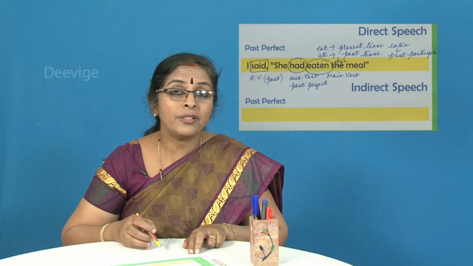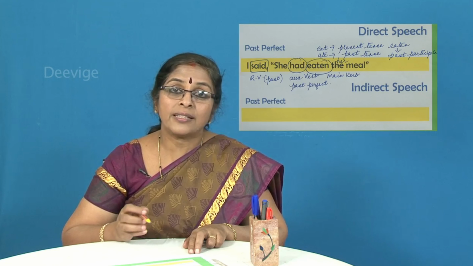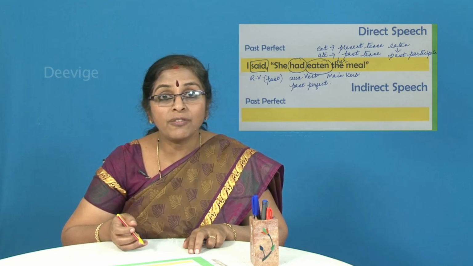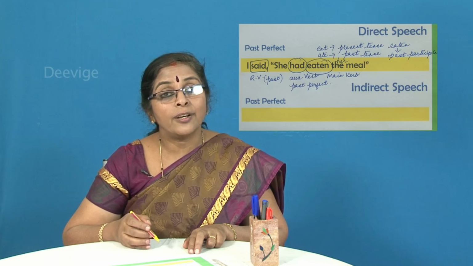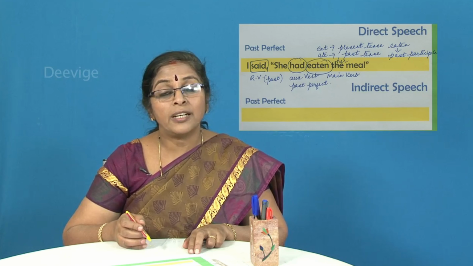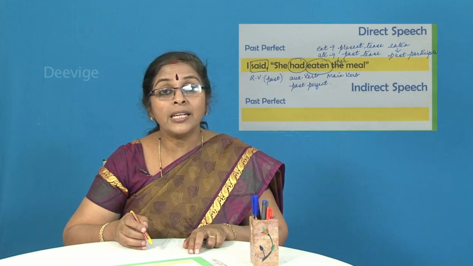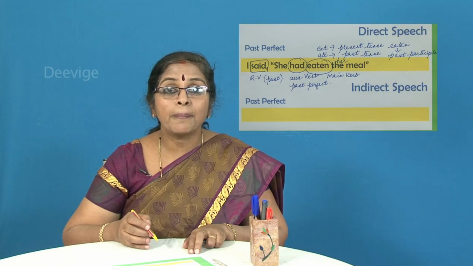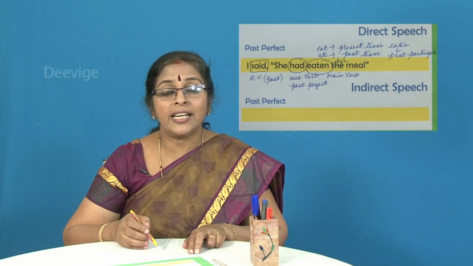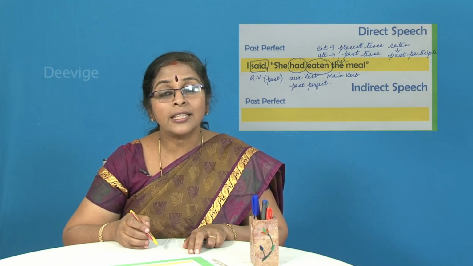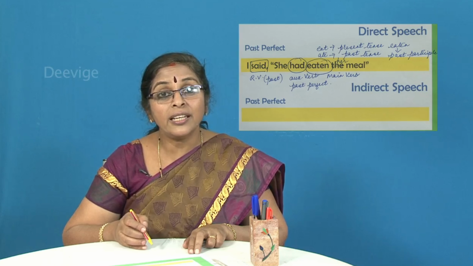I don't know if you remember, students, I told you that apart from having one classification of verbs, that is auxiliary verbs and main verbs, there's one more classification of verbs, and that is regular verbs and irregular verbs. What is a regular verb? That verb which takes ed in its past tense, you call it a regular verb. That verb which does not take ed in its past tense, you call it an irregular verb. So, eat is an example of an irregular verb.